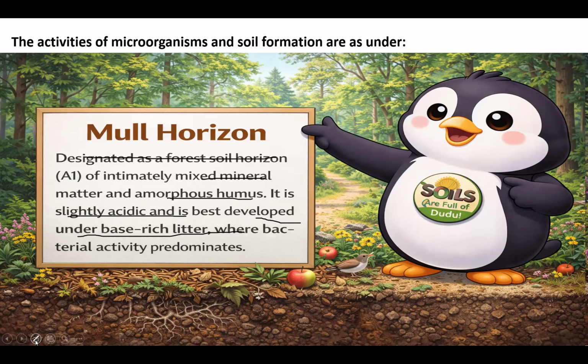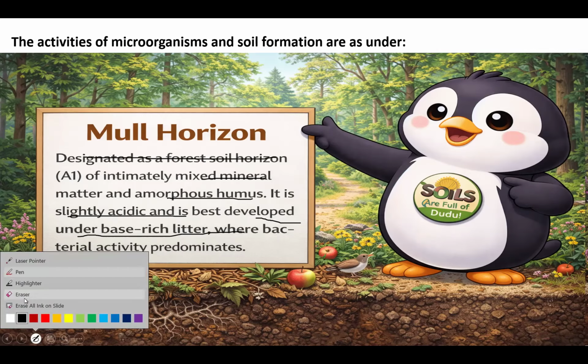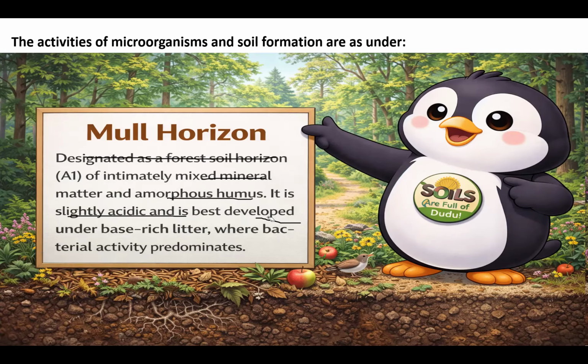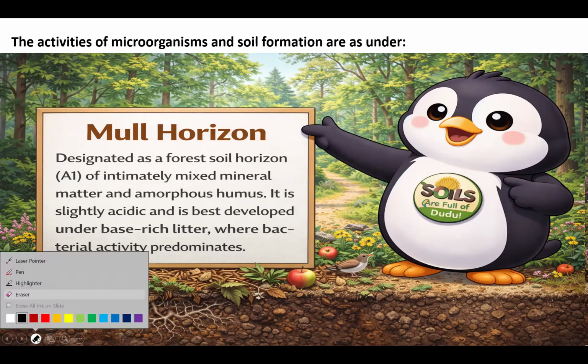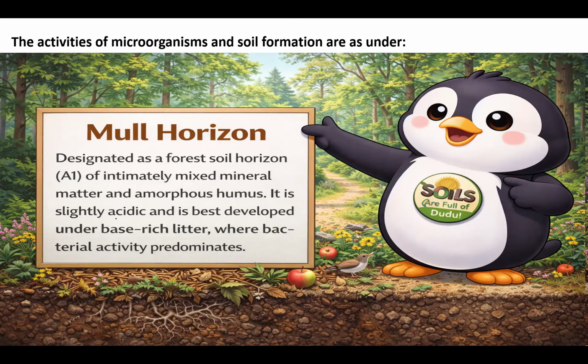Now, I want to ask you one thing. In our previous lectures, we have discussed the climatic factor. In the climatic factor, we have seen that different types of vegetation produce different types of horizons and different soils, and how vegetation influences soil development. We discussed that in our previous videos. Please follow the link in the description. So this is called the mull horizon.